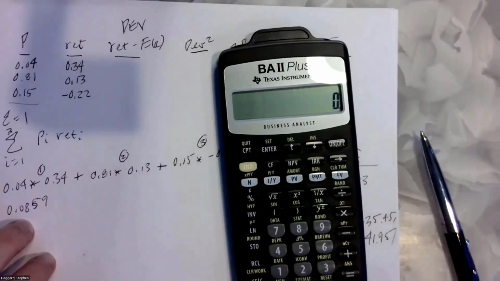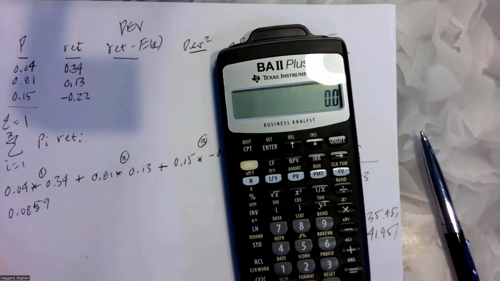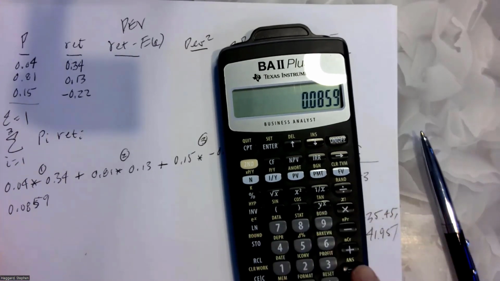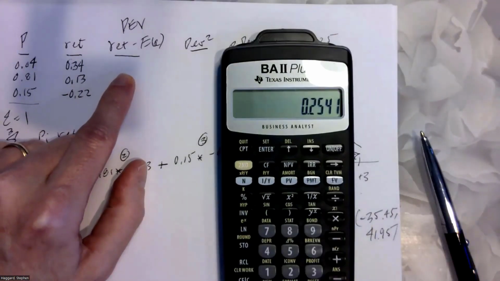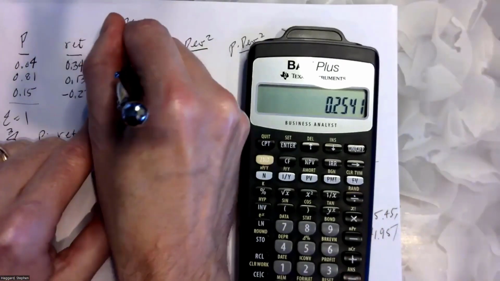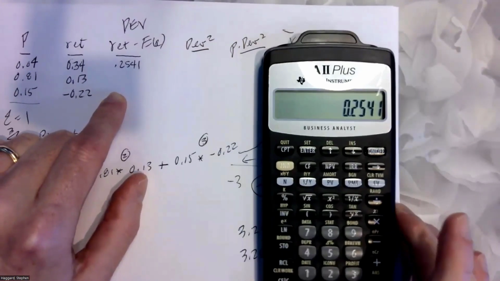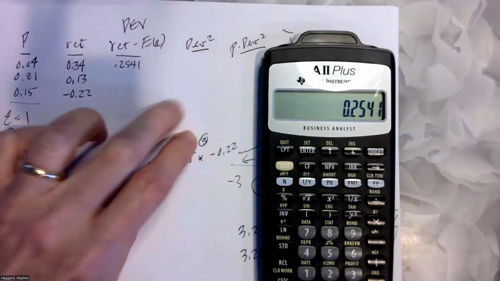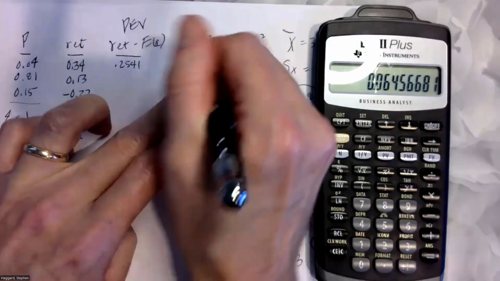We're going to say 0.34 minus 0.0859, which is that expected return we just found. And I get 0.2541. If I make a mistake here, shout out before I get too far along. So I'm getting 0.2541 for that. Now, what button am I going to hit next? Square. Yep, I'm going to hit square. And that's giving me 0.0645.